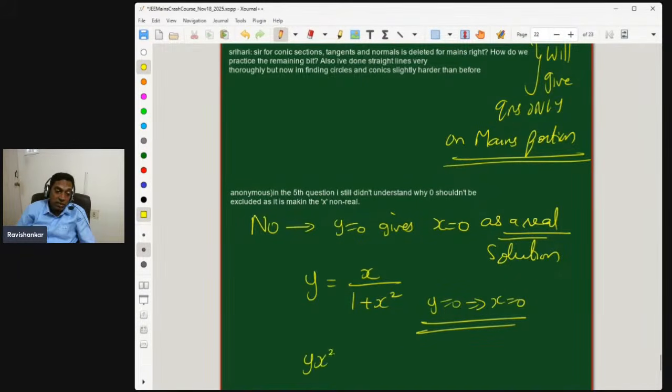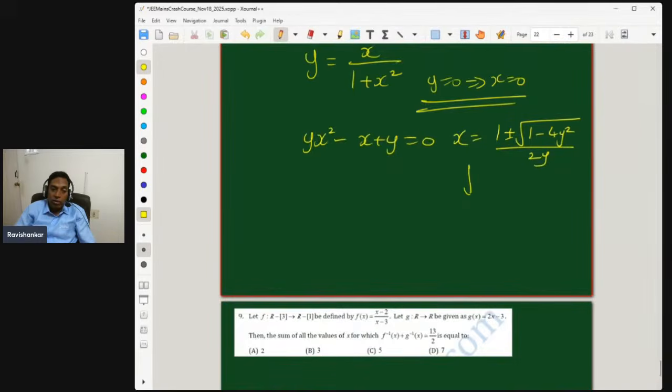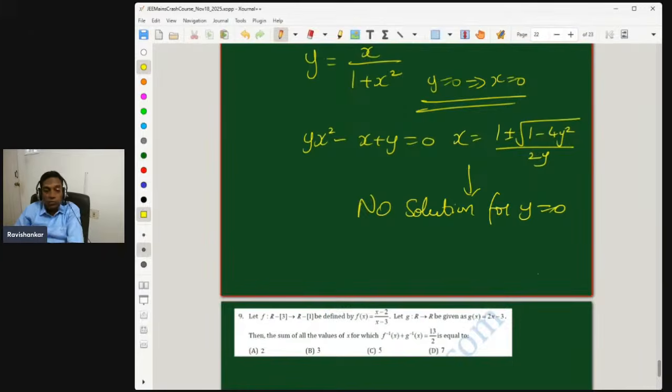See, this is what you mean. What you are saying is yx squared minus x plus y equals 0, so x is equal to 1 plus or minus root of 1 minus 4y squared, by 2y. This has no solution for y equals 0. So the quadratic has no solution for y equals 0, but it's not even a quadratic when y equals 0. The quadratic is invalid.